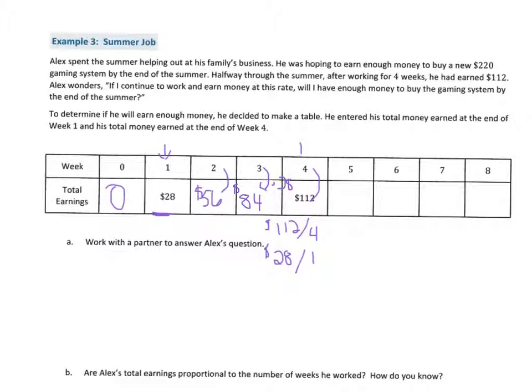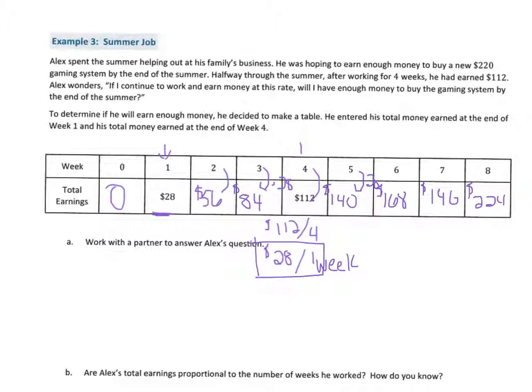After 5 weeks, he had $140. And again, how we're figuring this out is it seems like he is making $28 per 1 week. So we're just taking the number of weeks and multiplying it by 28. So 6 times 28 is 168. 7 times 28 is 196. And 8 times 28 is 224.